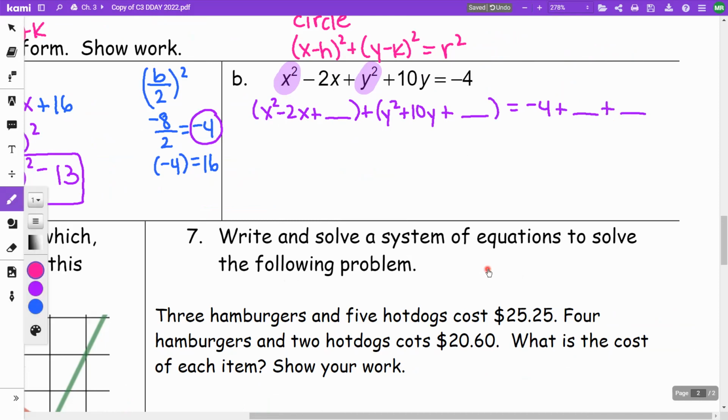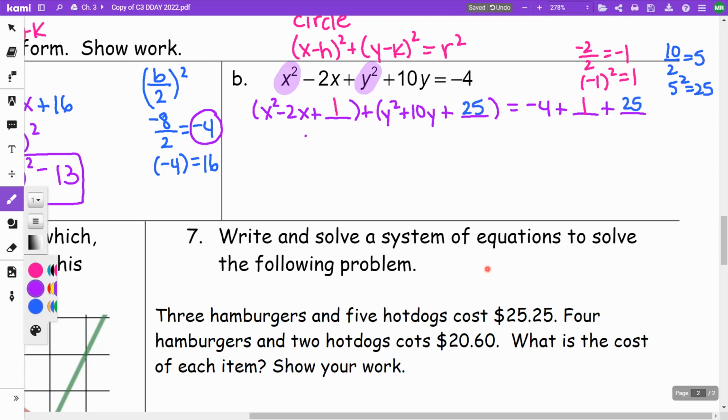So I'm going to do this twice. Again, I'm going to take my b, in this case -2, divide it by 2, which is -1. And then I'm going to square that, and -1 squared is 1. So I'm going to add 1 here and here. I've got to do it to both sides. Then I'm going to take the b for my y, which is 10, divide that by 2, which is 5, square that, which is 25. And that's what I'm adding to both sides.